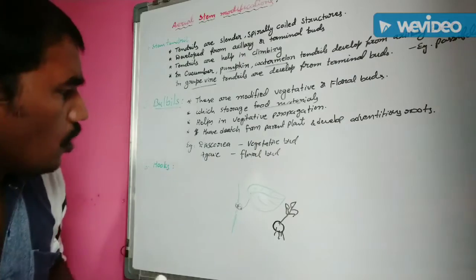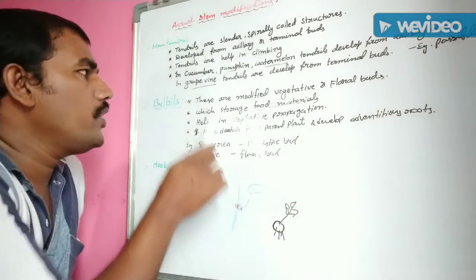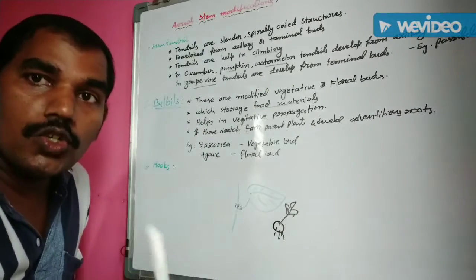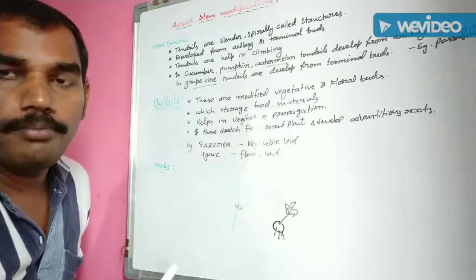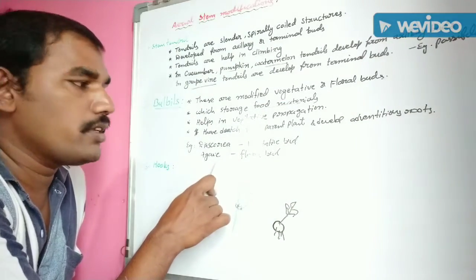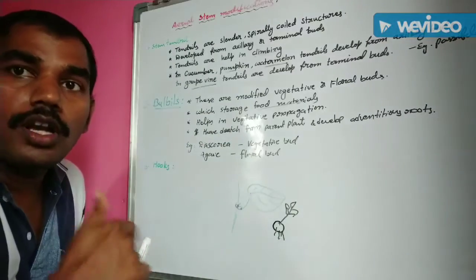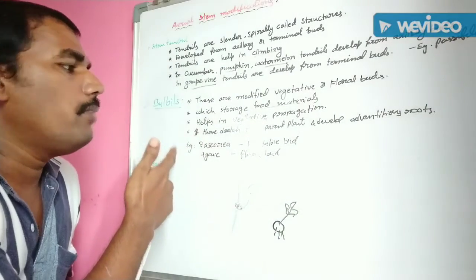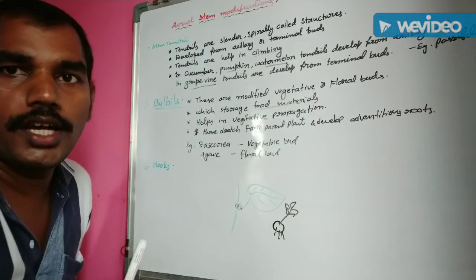Understand? Next one, in Dioscorea, the vegetative bud is modified into bulbil. But in Agave americana, Agave species, the floral bud is modified into bulbils. Floral bud modified into bulbils. Vegetative bud is modified into bulbil in Dioscorea. Understand?